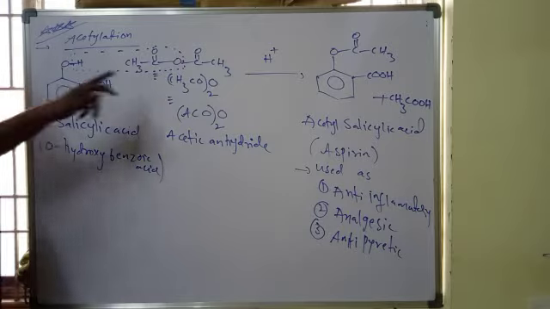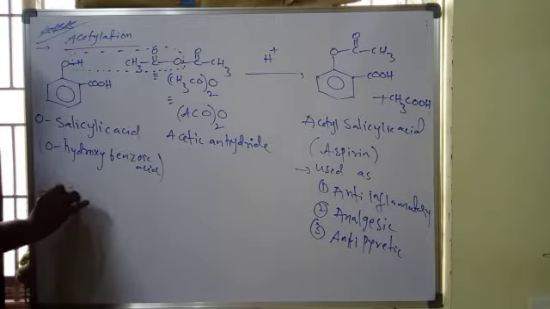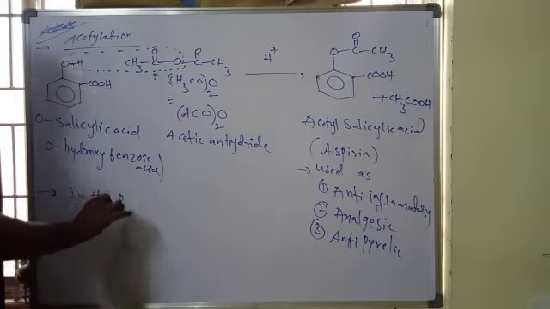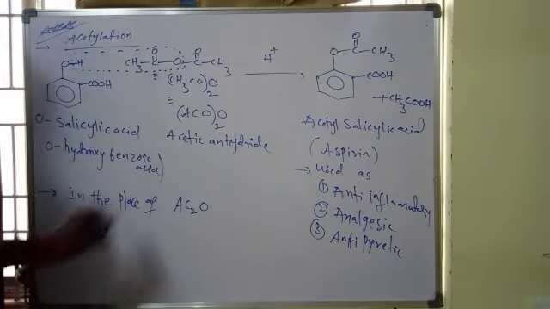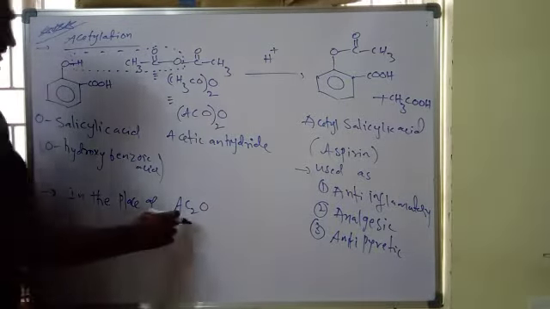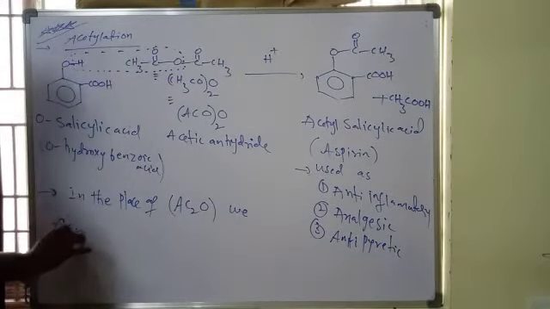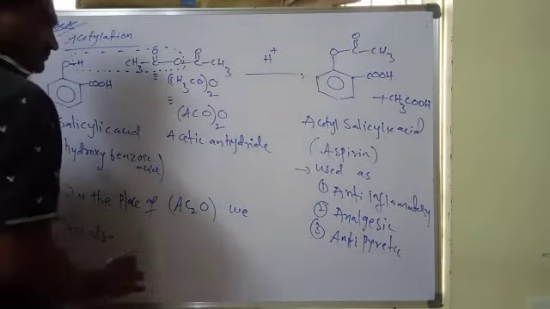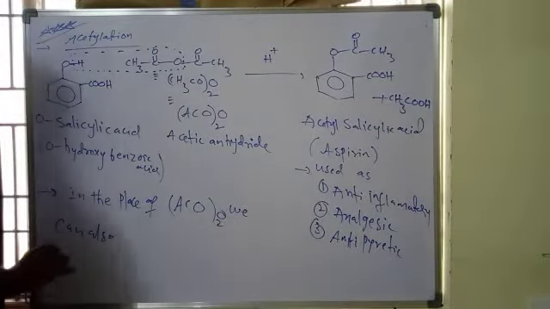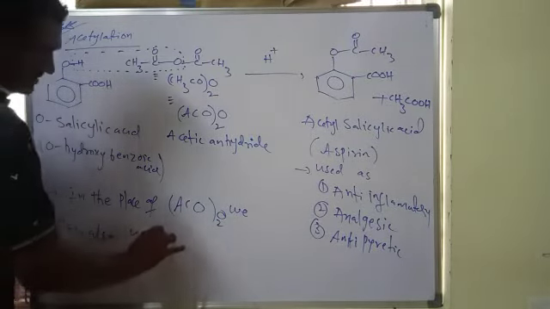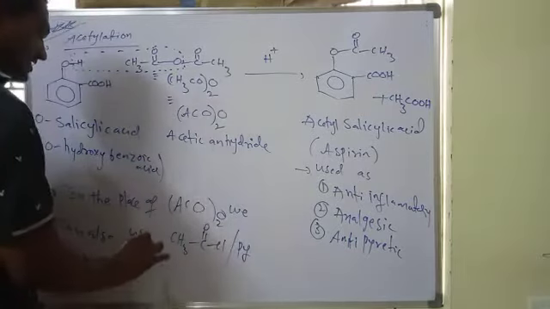Here, in the case of acetylation, in the place of acetic anhydride, Ac2O, we can also use acetyl chloride, CH3C double bond O Cl, in the presence of pyridine.